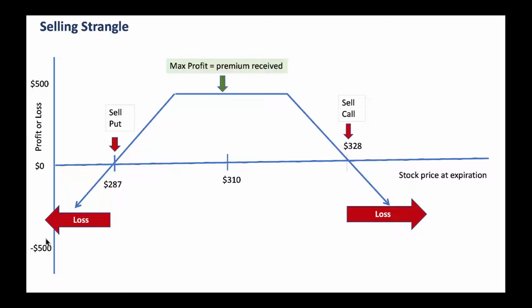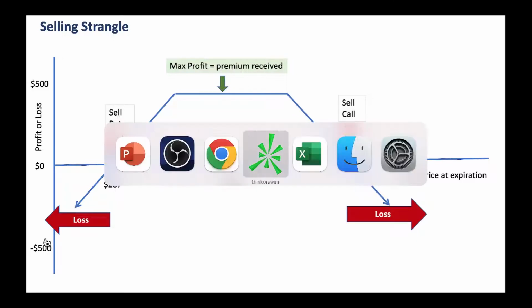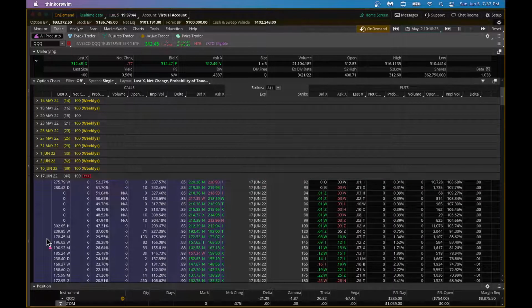So with that, what we'll do now is jump into the Thinkorswim platform from TD Ameritrade and execute a few strangles, so that way we can feel comfortable and we can execute this tomorrow, as volatility is still high at this time. So with that, let me take you to the Thinkorswim platform from TD Ameritrade.